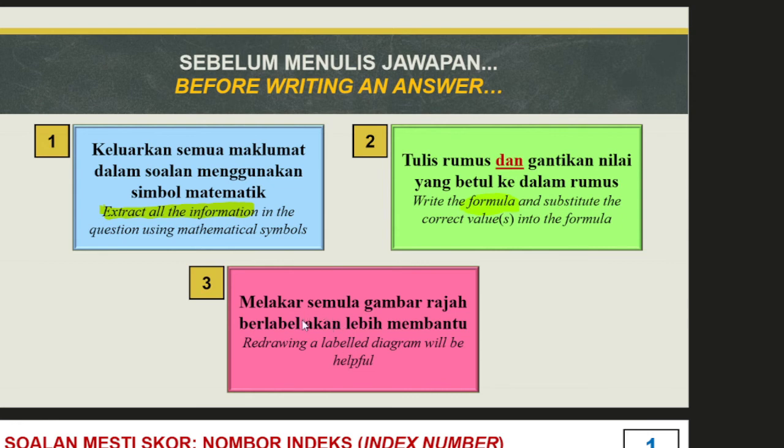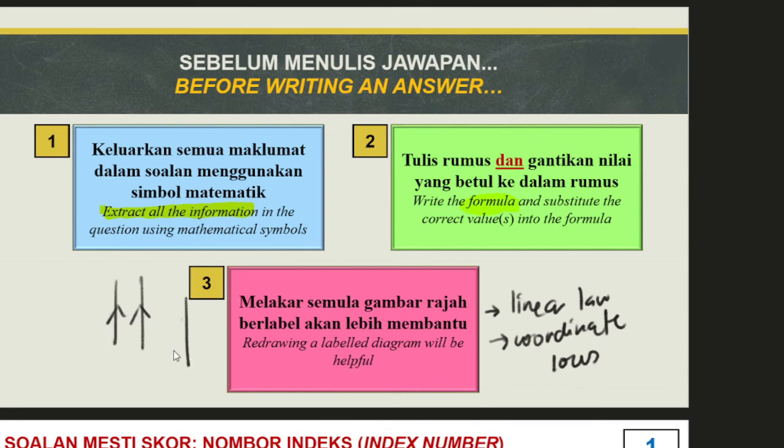And the third one: if there's a diagram or you are drawing, this is especially for linear law and coordinate geometry questions. They will give you the points and everything, locus, and they will tell you that it's parallel or perpendicular, so you just do some drawings. Perpendicular, you should know it's 90 degrees, and parallel means the gradient will be the same.